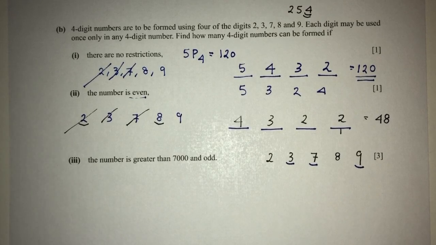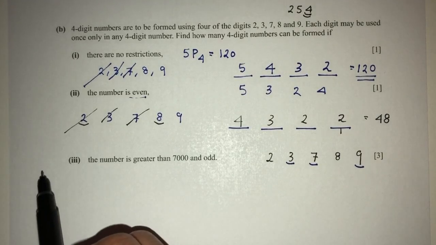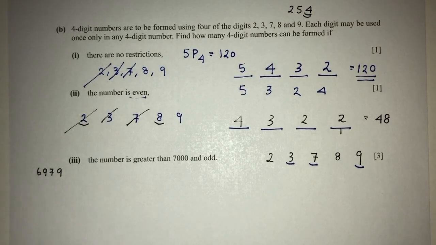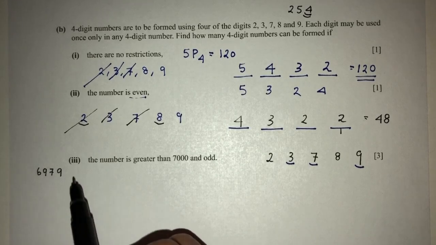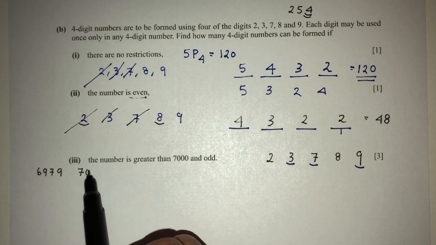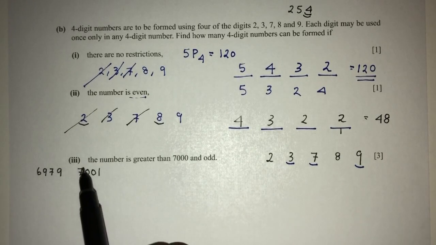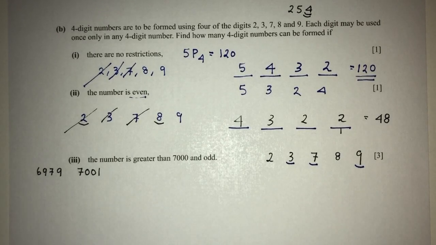Now, question for you again. How do we know a number is more than 7,000? So let's say I write 6, 9, 7, 9. We will say that this one is not more than 7,000. What if I write 7, 0, 0, 1? It is more than 7,000. So basically, I can begin my number with anything which is 7 or more than 7, if that makes sense. So the first number I can put here, it can be a 7, or it should be at least more than 7 or 7.